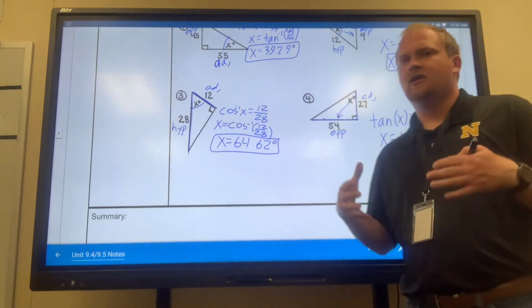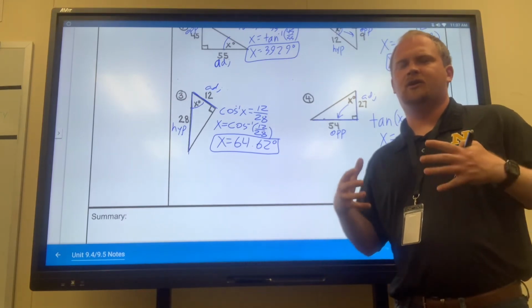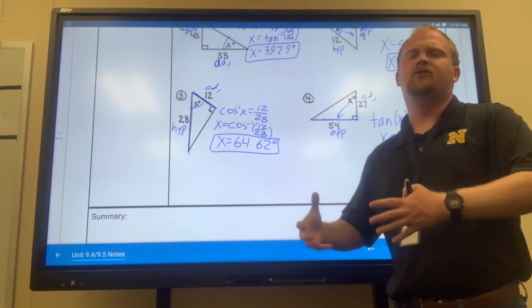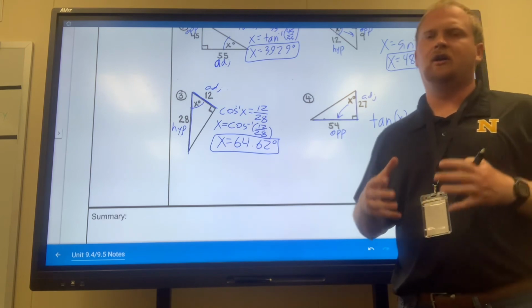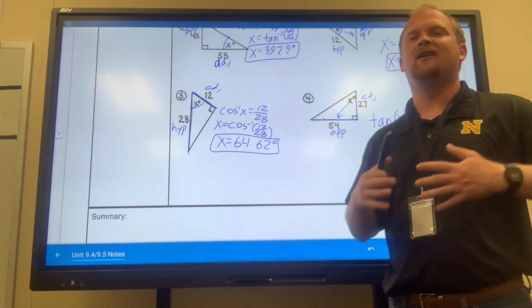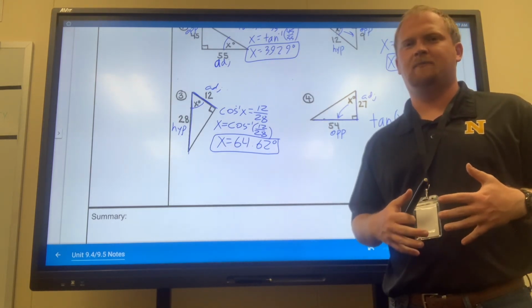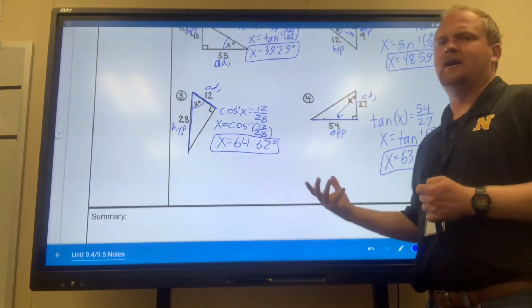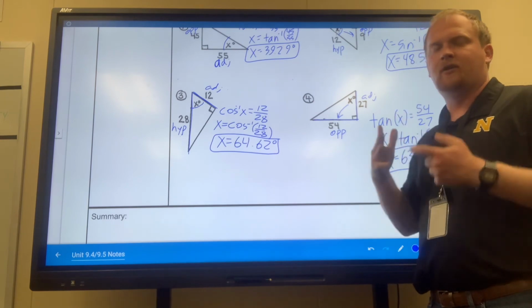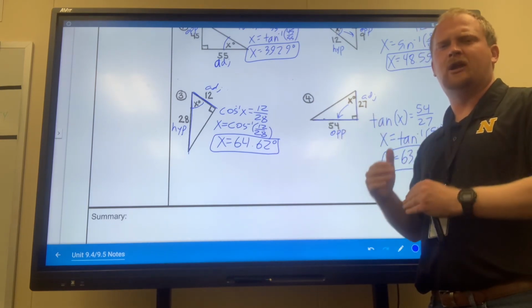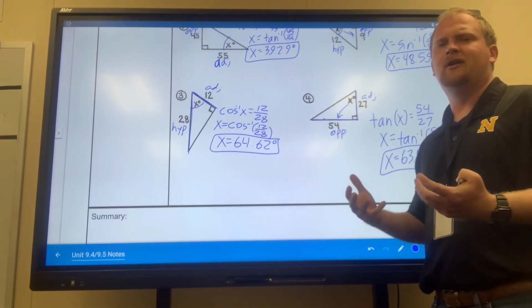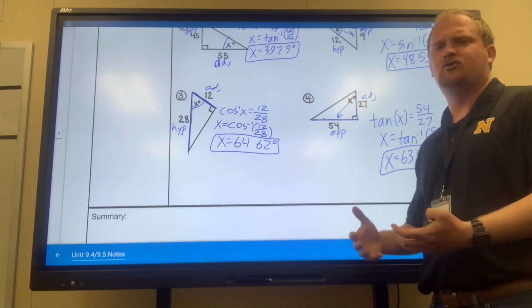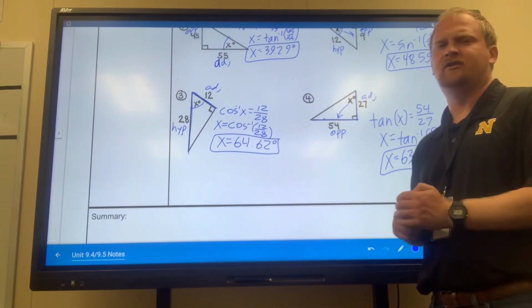So again, the biggest thing we have to do when it comes to finding the angle is doing the inverse of that trig. It's important to do that in order to find the angle. As long as we set up our ratio correctly, all we need to do is put the inverse of that trig and then put the ratio inside the parentheses.